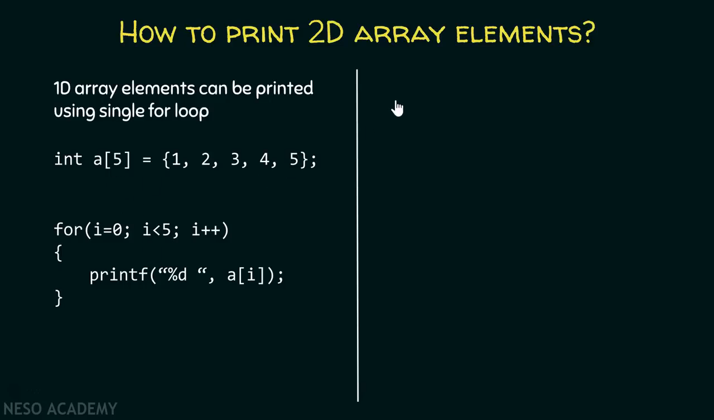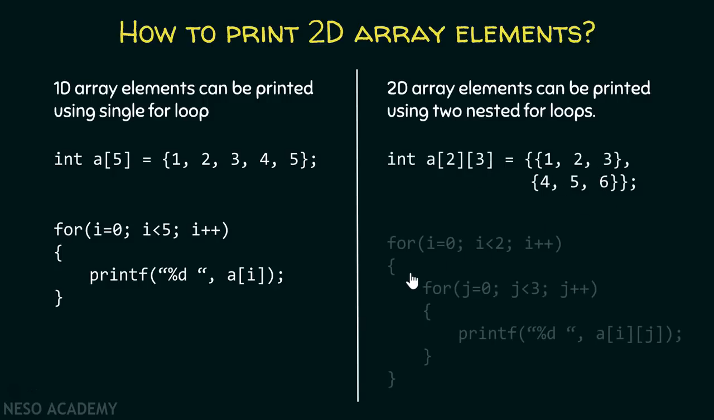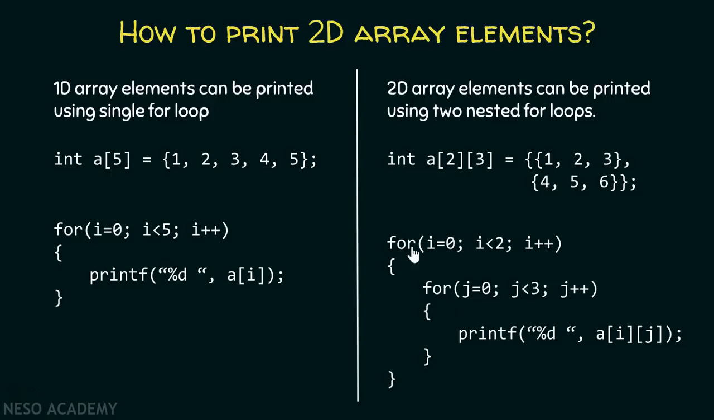Now, in order to print 2D array elements, we will simply use two nested for loops. That is the basic idea. That is, if you have a 2D array like this, then we can print all the elements of this array by using these two nested for loops. Let's see how we can print all the elements of a 2D array using two for loops.